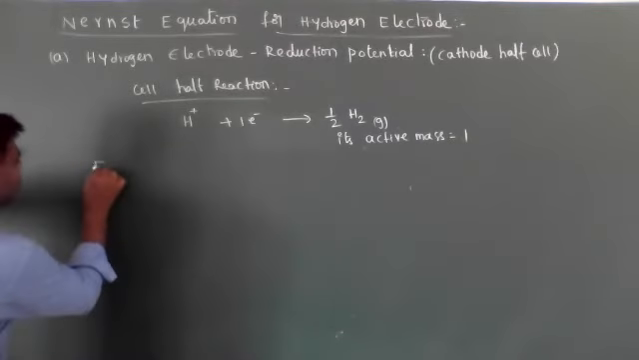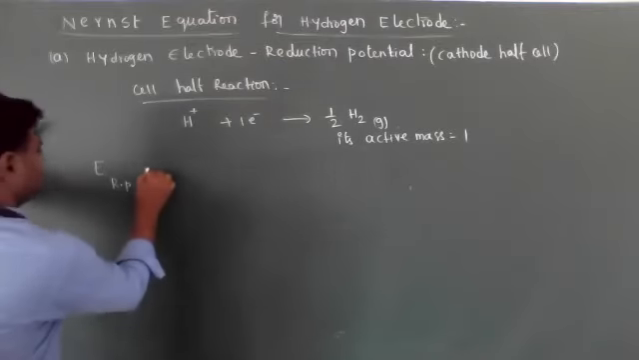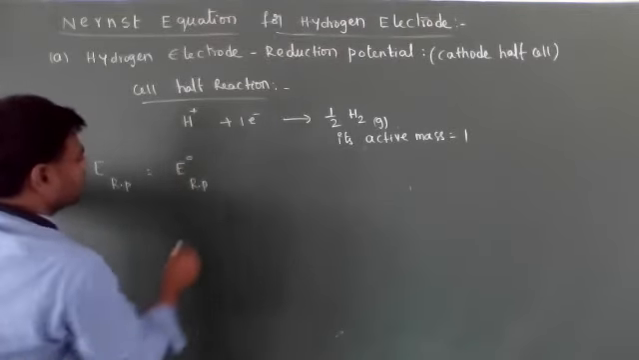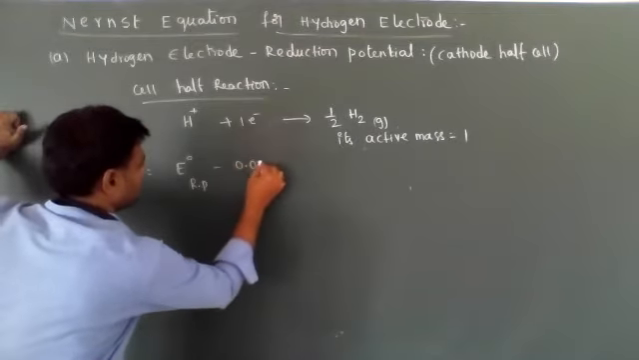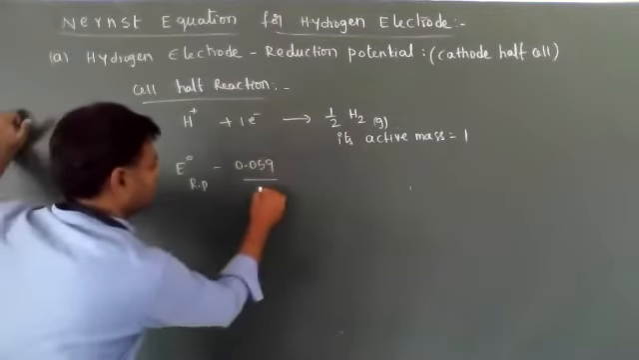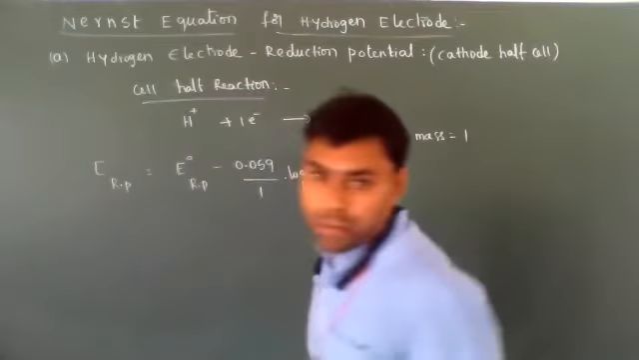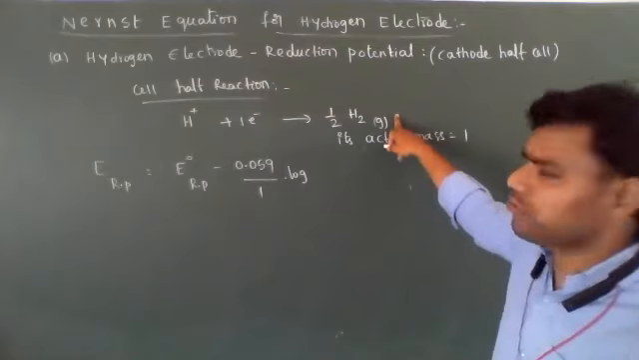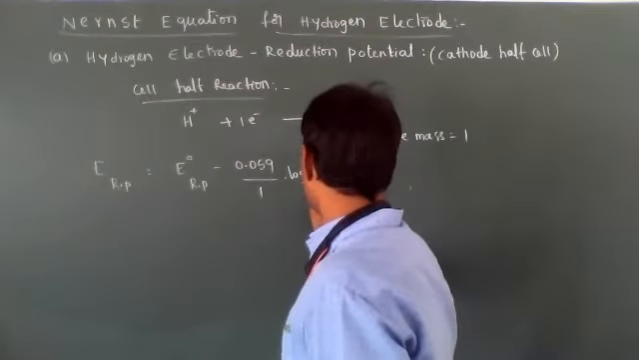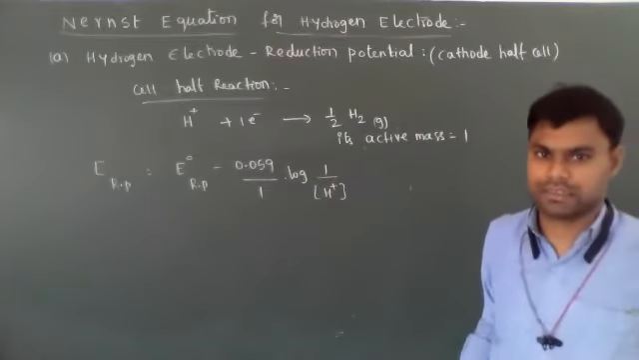Then the electromotive force, reduction potential is equal to E0 of reduction potential minus 0.059 by n. n value how much? 1, into log concentration of products. Product concentration how much? 1 by concentration of H plus ions.